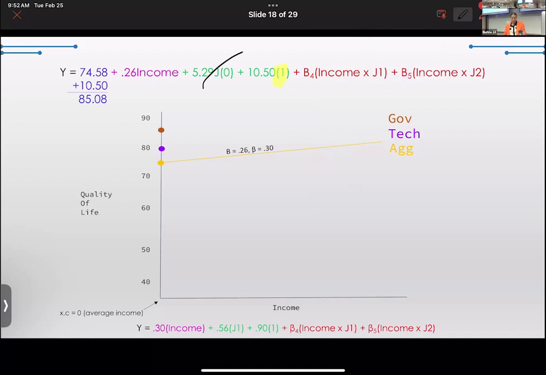When we think about the expected change in quality of life for average income for government workers versus average income for ag workers, we're not referring to the average income of government. That's what Emily asked. It's the average of the sample. It's the global average, right? Because we grand mean centered, right? We subtracted the mean of the whole sample from everybody's income when we centered our data. We didn't subtract the mean of each industry.